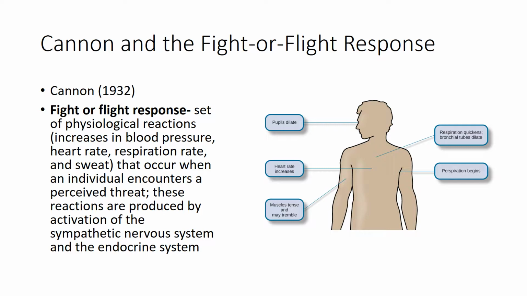The fight or flight response, which we discussed in the biopsychology chapter, is actually a physiological response to stress. As a reminder, it's a set of physiological reactions, including an increase in blood pressure, heart rate, respiration rate, and sweat, that occur when an individual encounters a perceived threat. These reactions are produced by activation of the sympathetic nervous system and the endocrine system.